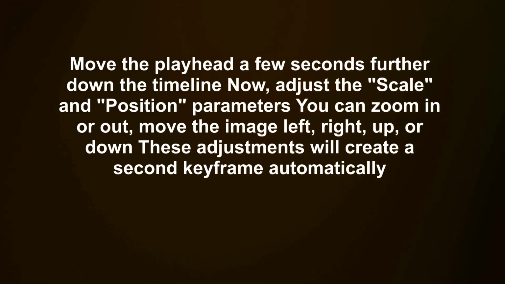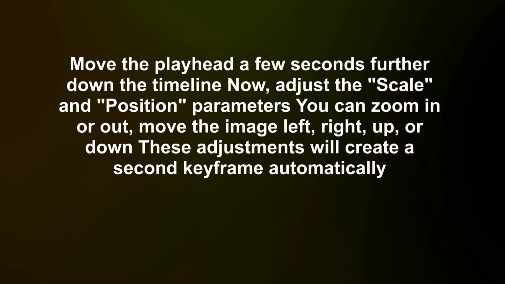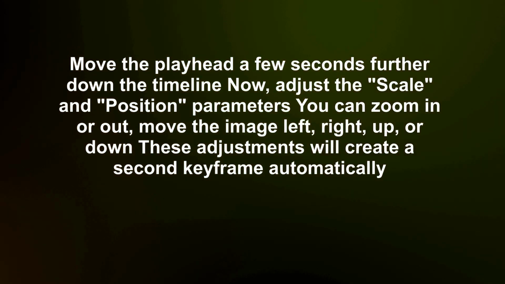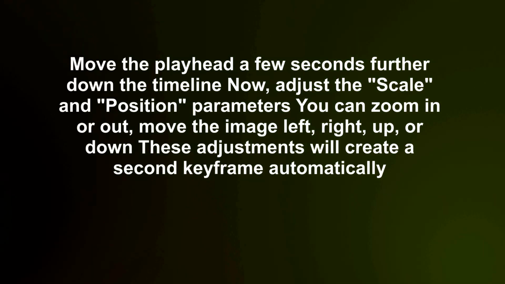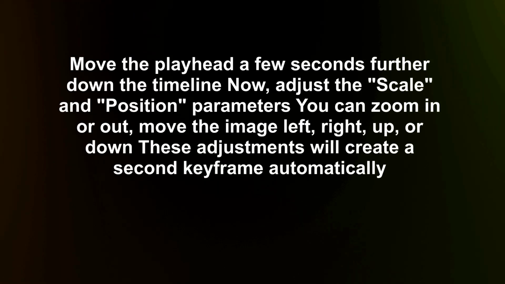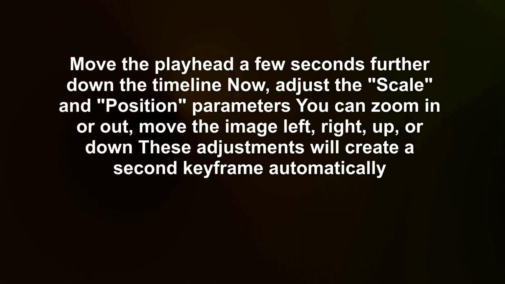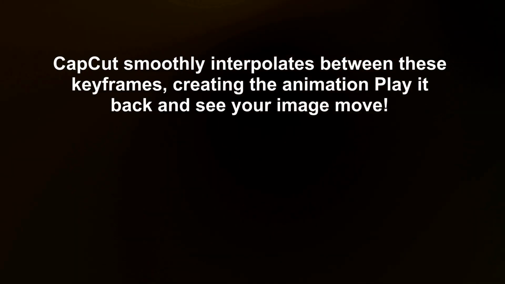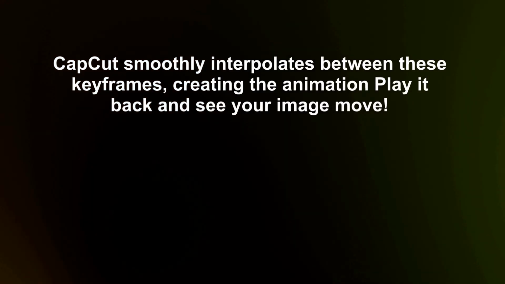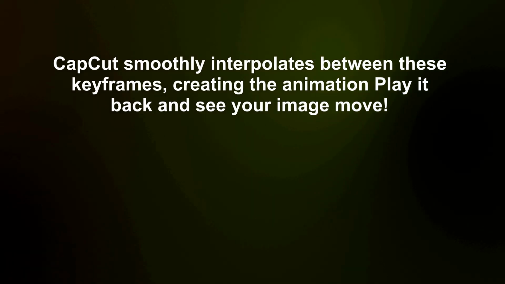Move the playhead a few seconds further down the timeline now. Adjust the scale and position parameters. You can zoom in or out, move the image left, right, up, or down. These adjustments will create a second keyframe automatically. CapCut smoothly interpolates between these keyframes, creating the animation. Play it back and see your image move.